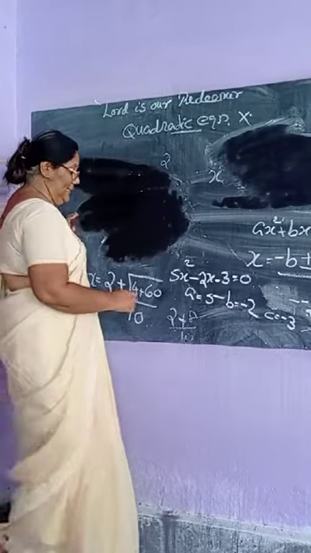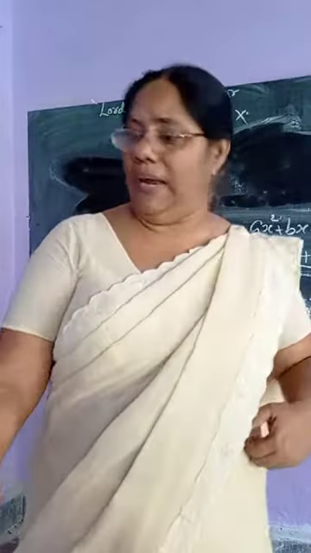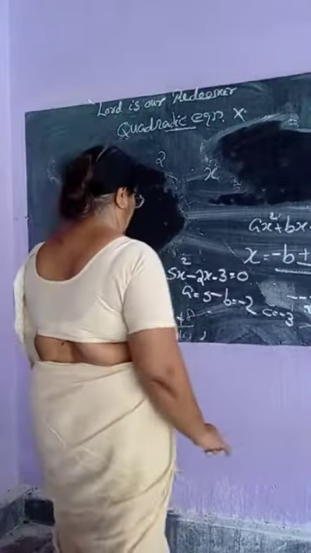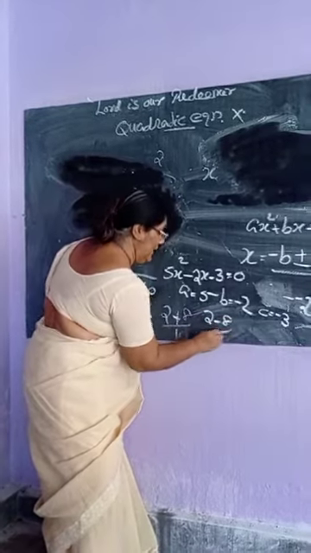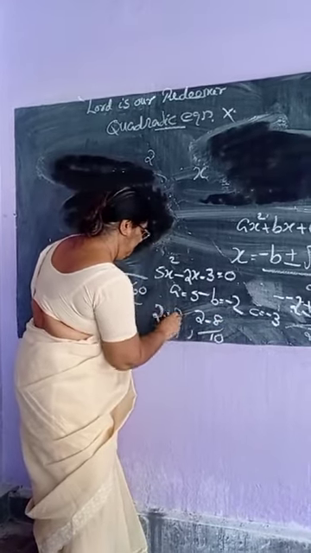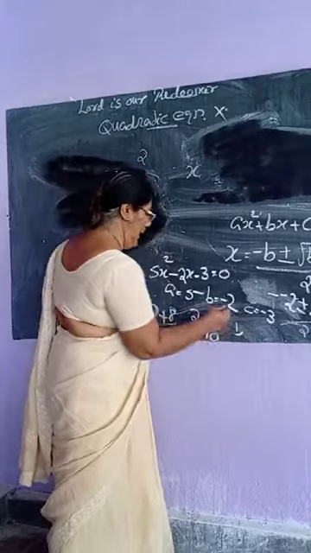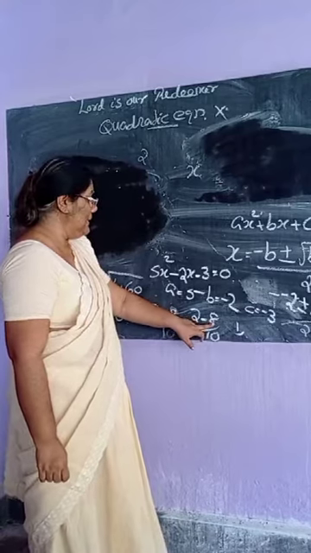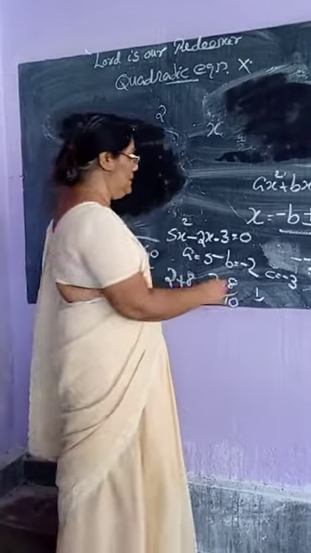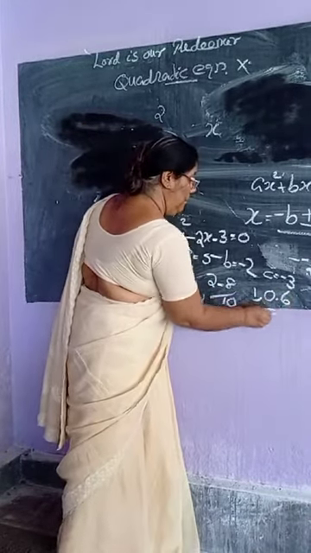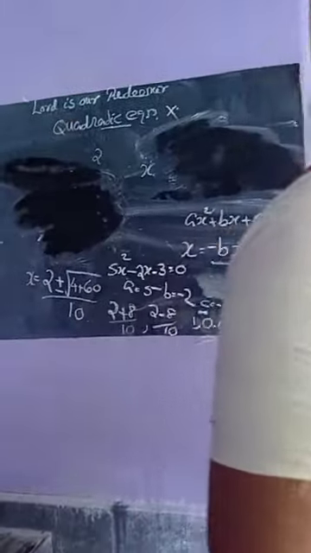2 plus 8 by 10, one value. Second value, 2 minus 8 by 10, right? What is 8 plus 2? 10. 10 by 10, 1. Then this is 2 minus 8, minus 6. Minus 6 by 10 means when you change to decimals, you will get minus 0.6. Right. The two values are 1 and minus 0.6.